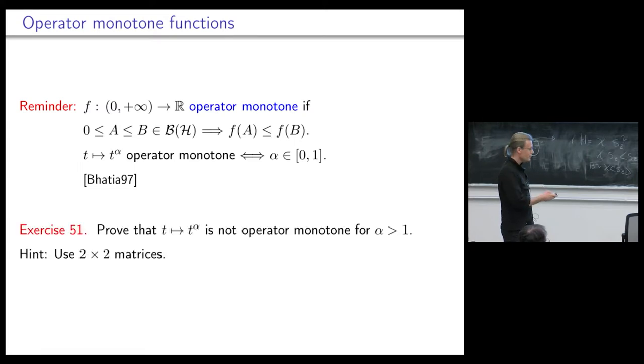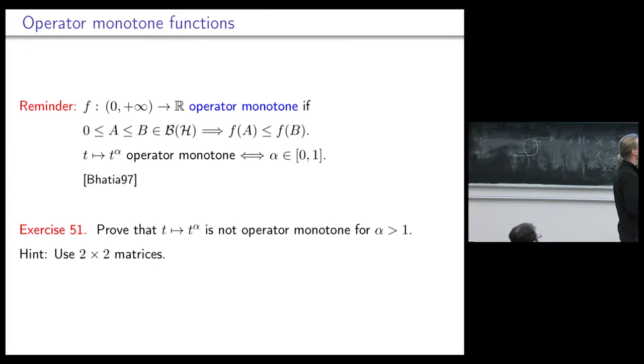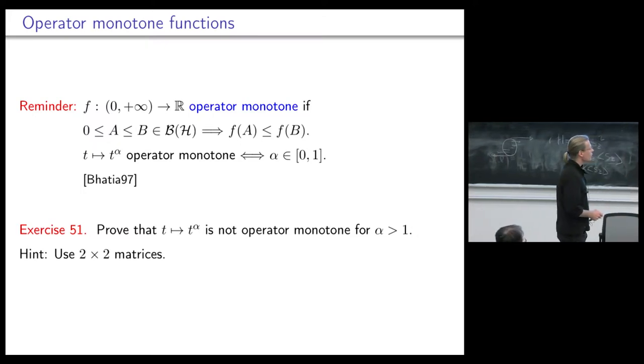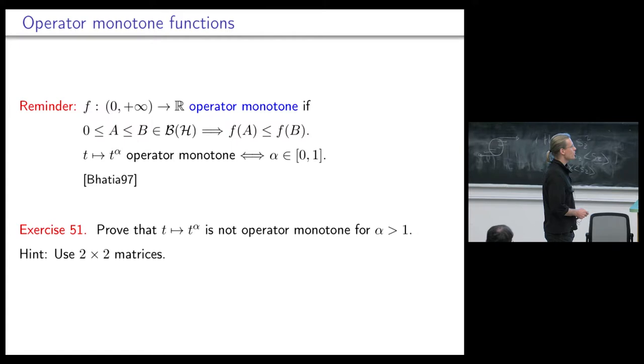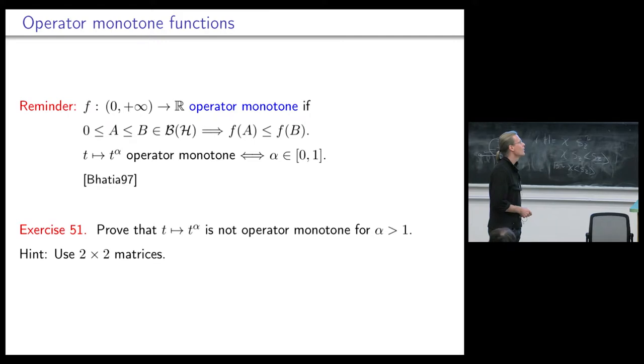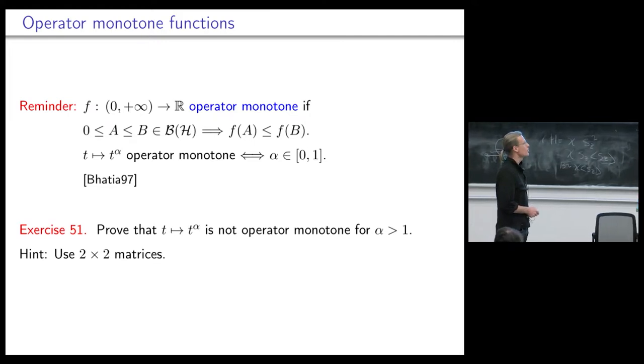So it's very easy to find examples, and that's one of your exercises, to prove that the power functions are not operator monotone when alpha is larger than one, even though they are obviously monotone for numbers. And you can find the counterexamples by just using 2x2 matrices. Yes? Why does this definition concern all operators in Hilbert space? Yeah, very good question. So here the Hilbert space is fixed. You can consider any two operators that are positive semi-definite and are ordered like this. And then this should hold for any Hilbert space of finite dimension, or any separable Hilbert space, doesn't matter. Yeah, so there is a dimension hidden there. But it should hold for all possible dimensions.